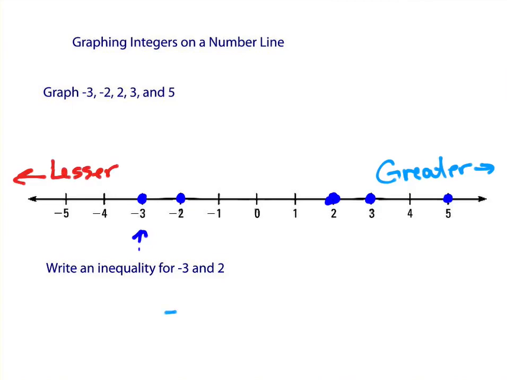So if I'm looking at -3 here, and I have 2, and I'm trying to decide, well, which one's greater, I can obviously just look at the graph and say, well, my bigger number is located to the right of -3, so right here. So that means that 2 must be greater than, so my inequality is written right there.